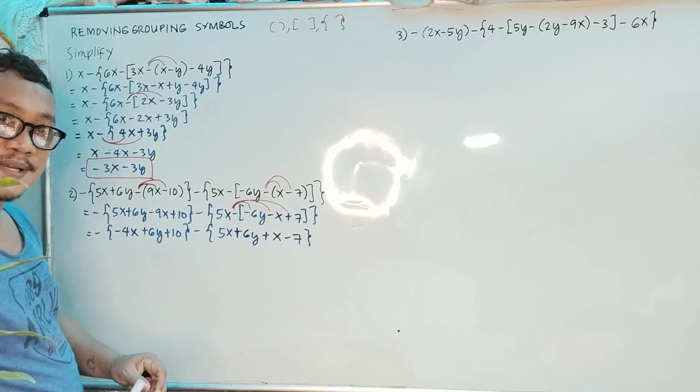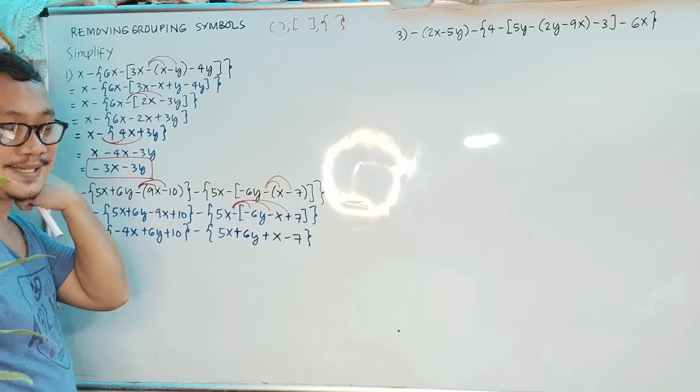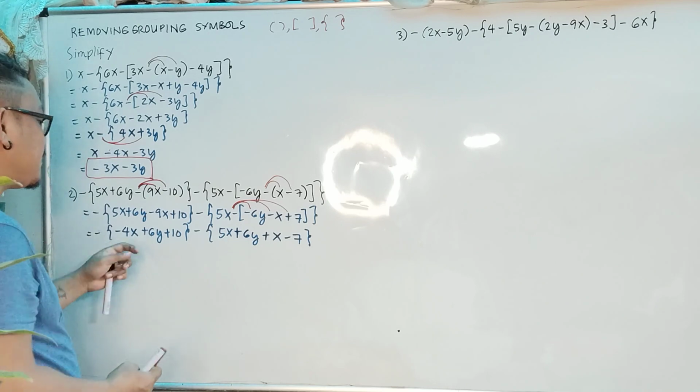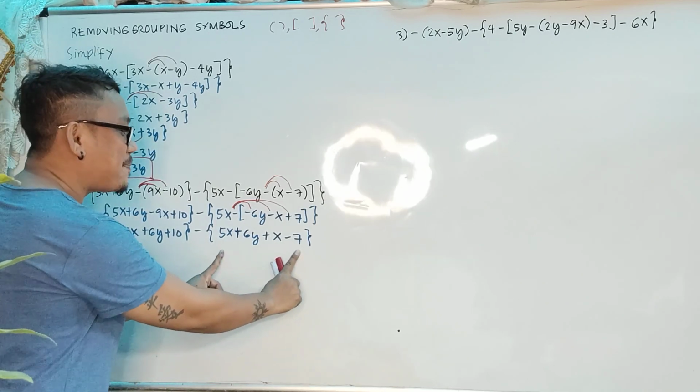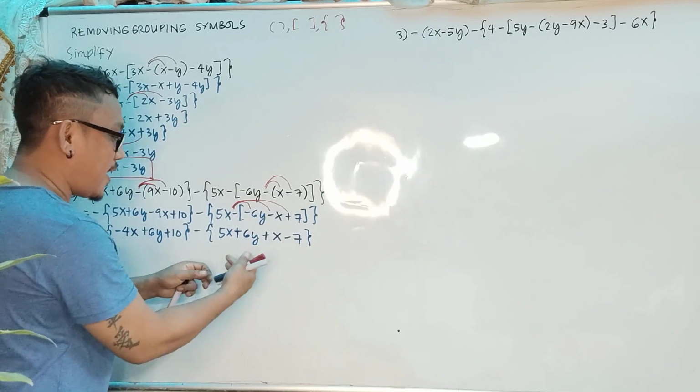Okay? Clear, class? Okay. So, we can now remove the braces here, and combine. Clear in terms of x. Okay?